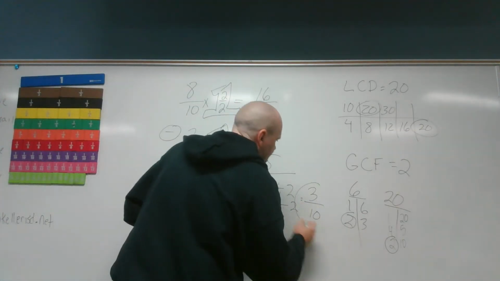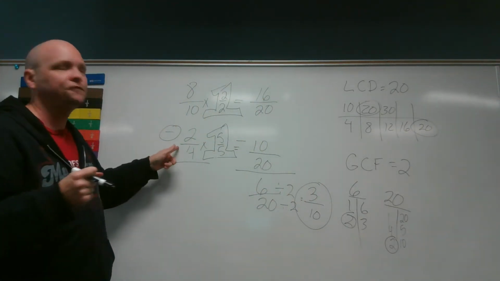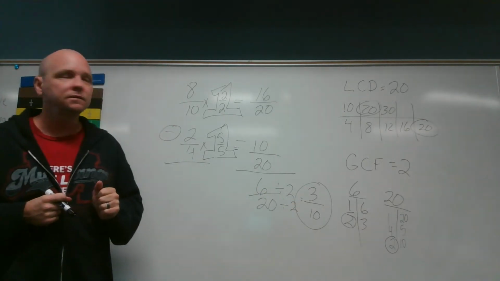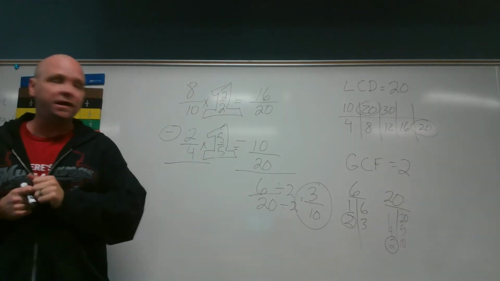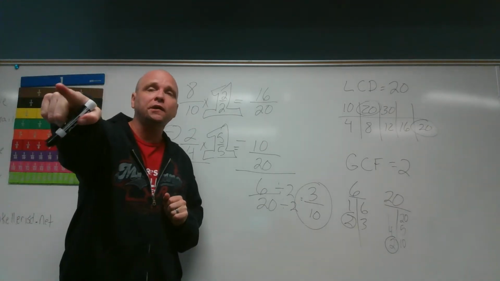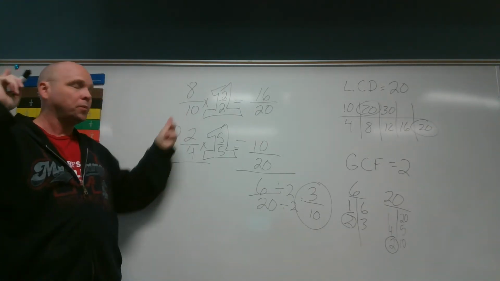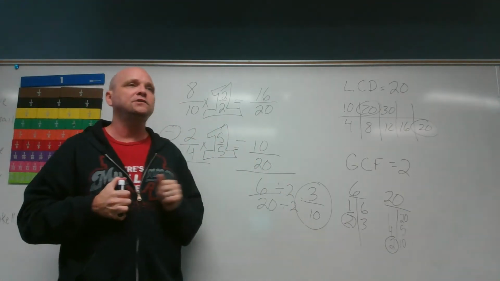Even when Jason did it his way and changed 2/4 to 5/10, he got 3/10. When we changed the denominator to 20, we got 3/10. If we change the denominator to 40, like Morgan did, which is fine, you can just multiply the two denominators together and get 40, we're still going to get 3/10 when we simplify.